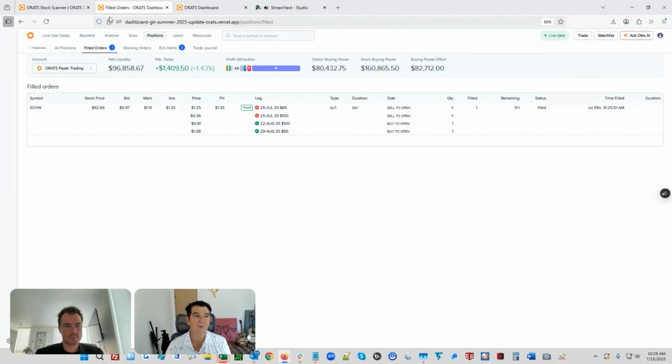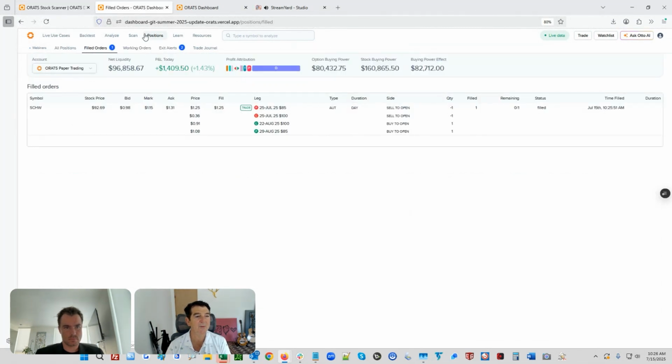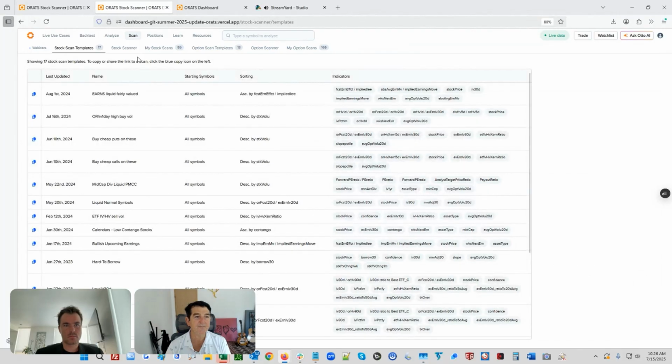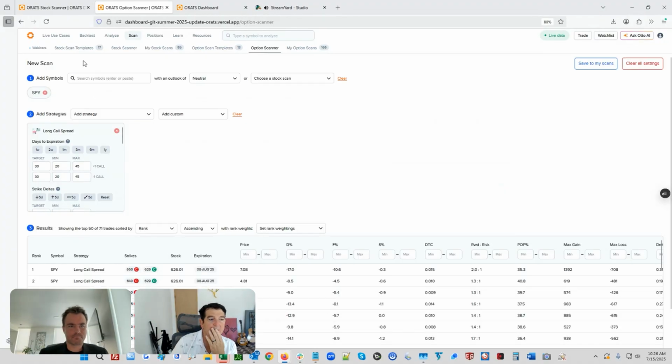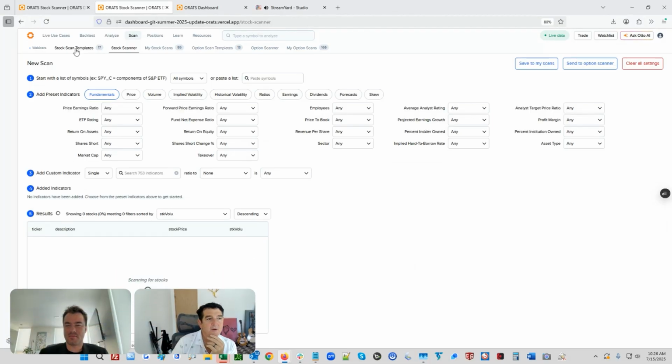So in order for me to save this as a template, I need to go back to my scan. Okay, so yeah, we'll make that a template. Yeah. Cool. Yeah, the calendar it's tricky. Yeah. But thanks for showing that, Matt.